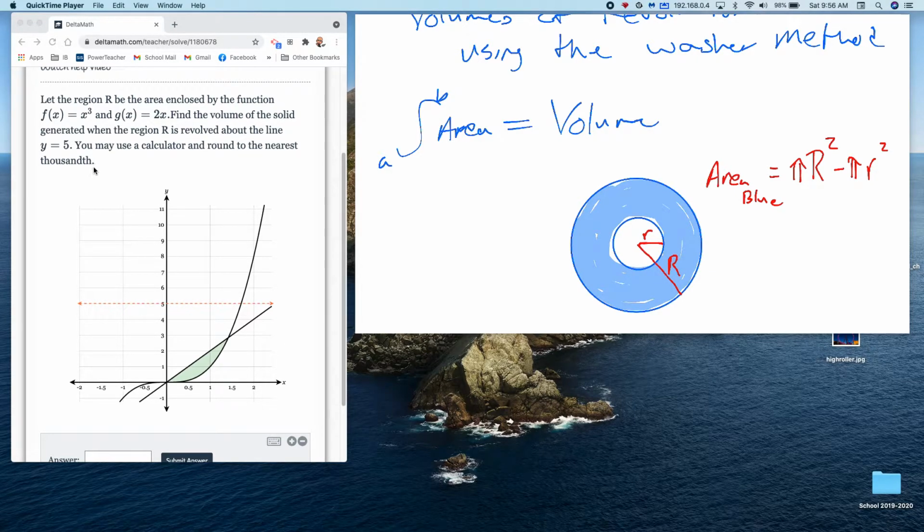Let R be the region enclosed by this cubic function that goes up like this, and g of x equaling 2x, so this line right here, and we're going to revolve it around the line y equals 5. So right up here, we're revolving it around the line y equals 5.